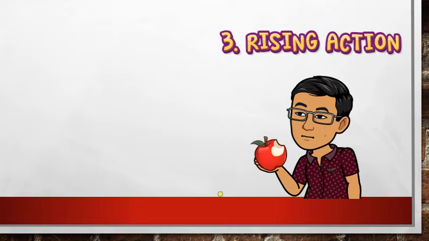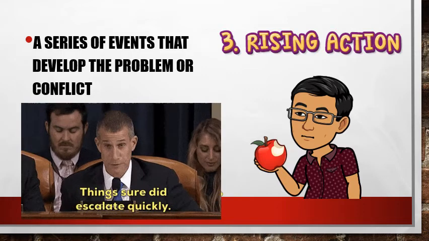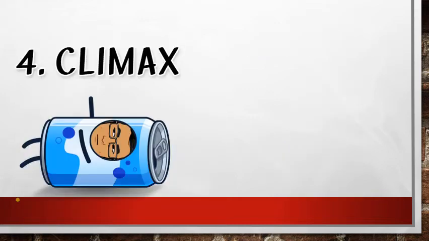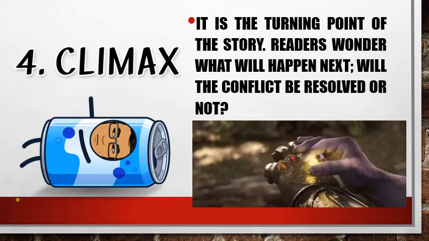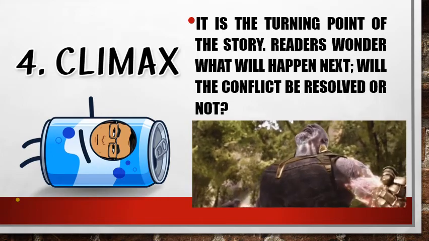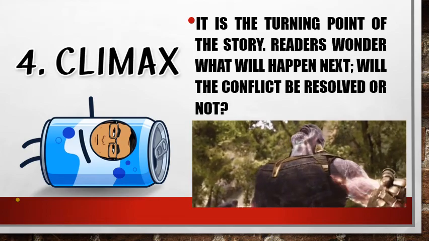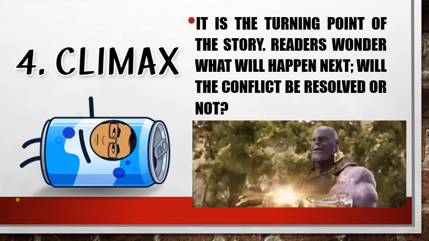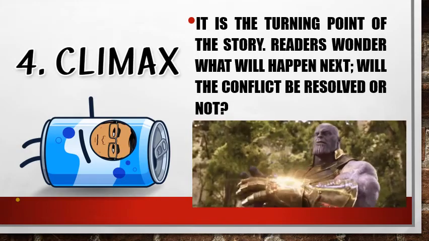Next part of the plot, we have rising action. This is a series of events that develop the problem or conflict. Number 4, we have climax. It is the turning point of the story. Readers wonder what will happen next. Will the conflict be resolved or not? So for the movie Infinity War of Avengers, the climax is when Thanos has collected all of the Infinity Stones, like what you are seeing in the GIF.